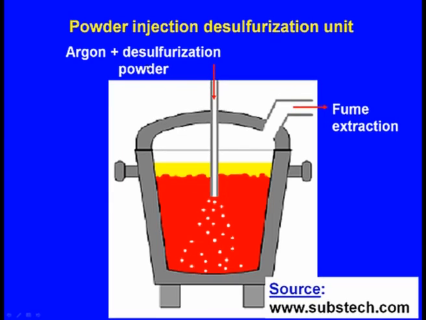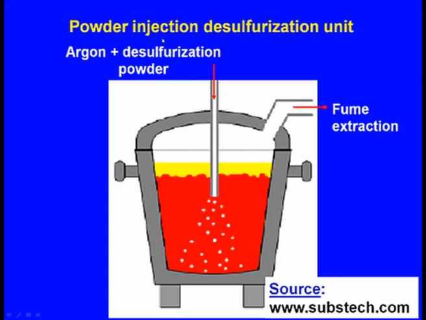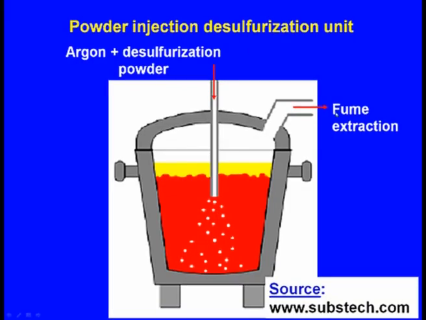Now we are sending argon plus desulfurization powder, that is the manganese powder. Manganese powder and argon are sent through this lance. Now what will happen? This manganese will react with sulfur and form manganese sulfide, and that will be collected as the slag at the top, and it has to be removed. And here we can see a system for fume extraction. So that is how the excess sulfur can be removed from the molten steel. So that is the desulfurization.